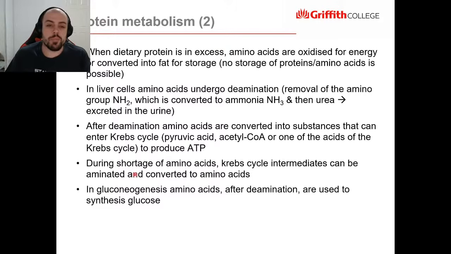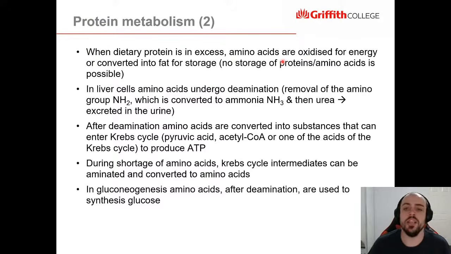So when we're looking at our protein metabolism, the big thing here is that we will either oxidize and convert it into energy, or we'll convert it into fat for storage. We actually cannot store proteins. We cannot just store away amino acids. It's not that simple, I'm afraid.